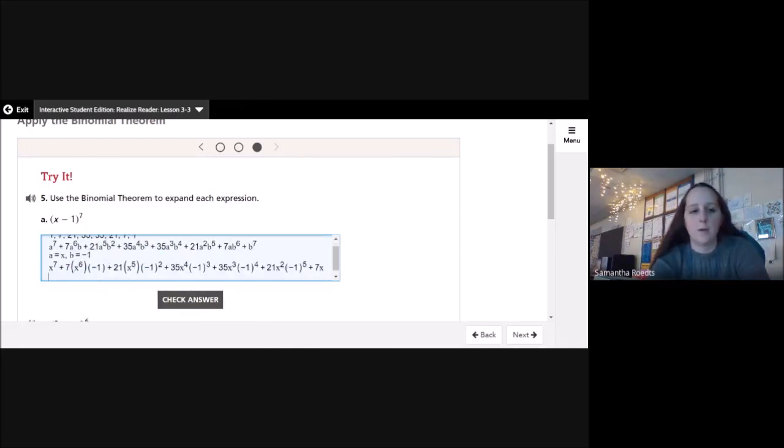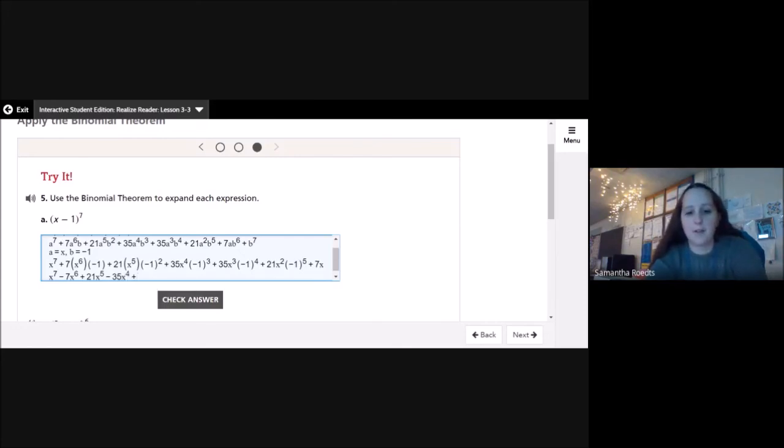Okay. When I do that, I get x to the 7th minus 7x to the 6th plus 21x to the 5th minus 35x to the 4th plus 35x cubed minus 21x squared plus 7x minus 1.